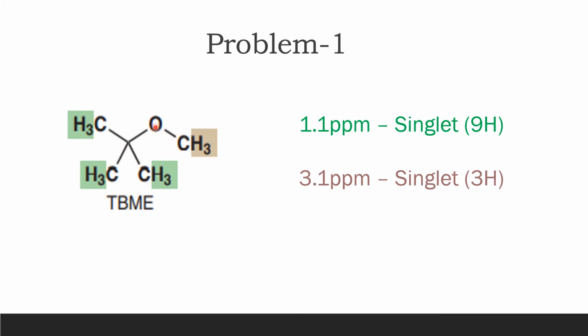Here, see, there is no hydrogen in the same way. So what will be there? 0 plus 1 is 1, singlet, and this hydrogen comes around 3.1. Why? It is directly attached to the electronegative oxygen atom. So it comes as 3.1.